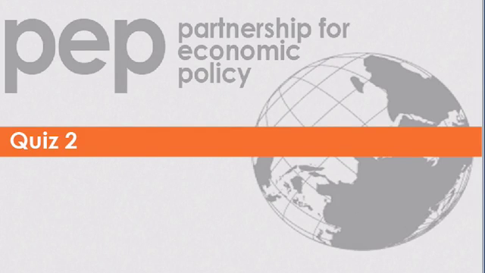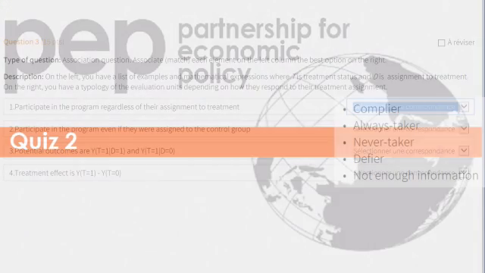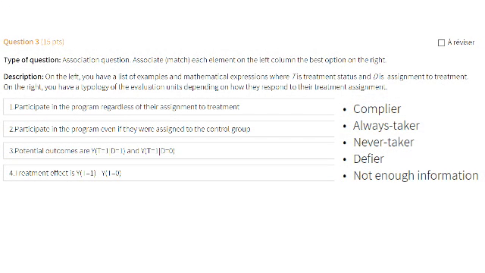Hello everyone! I will discuss some of the questions in quiz number 2. My objective is to give you a starting point on how to approach the questions, rather than solving the quiz for you. In the association questions, you have to match one element on the left column to one element on the right. Notice that not all the options on the right need to be matched.